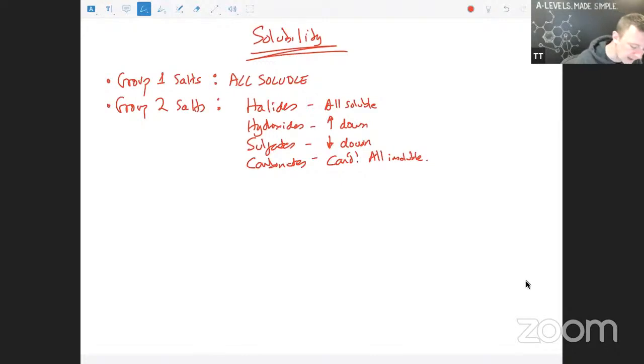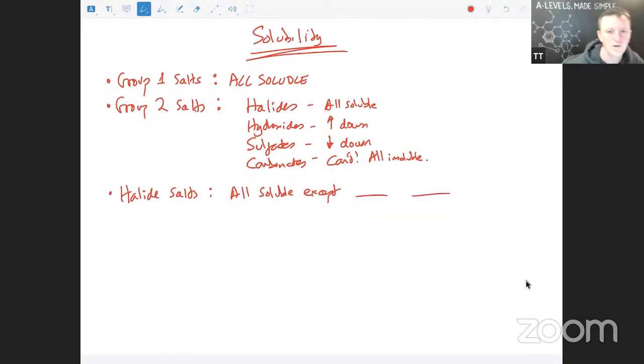In fact, another one, let's go with halide salts in general, okay? They are all soluble except which two? What two metals are insoluble when they form a halide salt? Boom, T-boys, silver. So except silver. And the other one? It would get a bright yellow precipitate with the iodide of it. Whoa, babe teen, lead. Okay, silver and lead, all right?